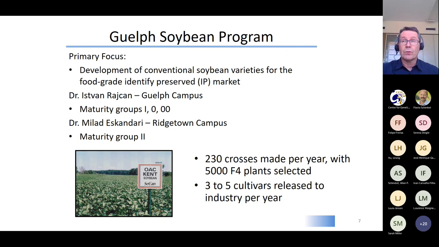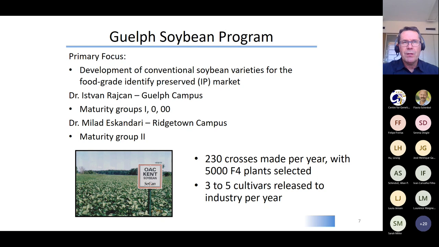They make the source of the trait available to public breeders. By the time we develop new varieties with that trait, they come up with a new trait. So it's been difficult to compete with them. However, they're not very much interested in the food grade market, and that's our role as a public breeding program: to develop and deliver and make available soybean varieties that are food grade, non-GM, for Ontario and other farmers.